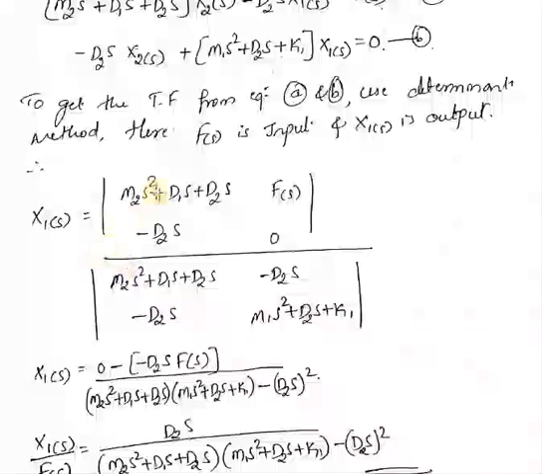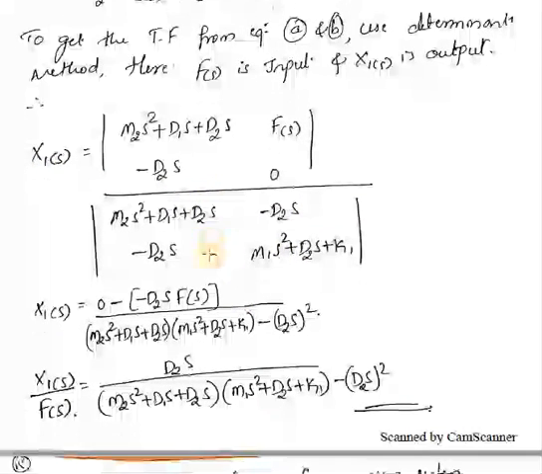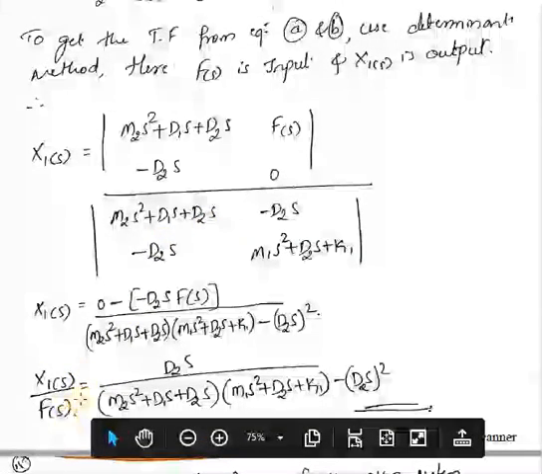So in the numerator, in the first column, because you are writing the equation for x1, write the coefficient of the other displacement, x2. And in the second column, the terms which are on the right hand side. In the denominator, repeat the first column as it is from the numerator. In the second column, you have to write the coefficient of x1. Now solve this to get the ratio of x1 of s divided by f of s.